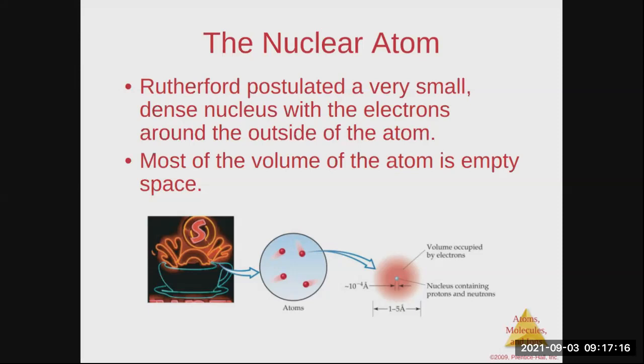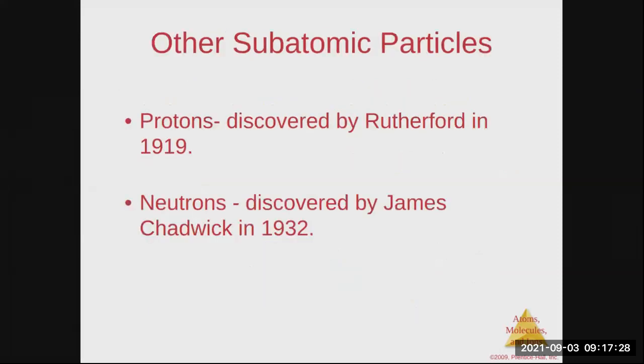Now, Rutherford also went on in 1919 to discover protons, and James Chadwick in 1932, neutrons. So we now have protons, neutrons, and electrons. These then are the subatomic particles. These are the particles that make up every single atom, every single element of every single substance that has mass and volume. In other words, all matter contains these particles.